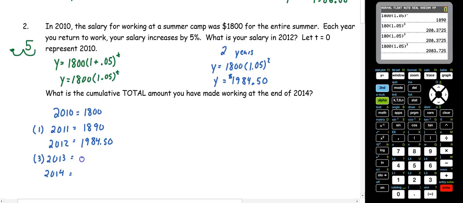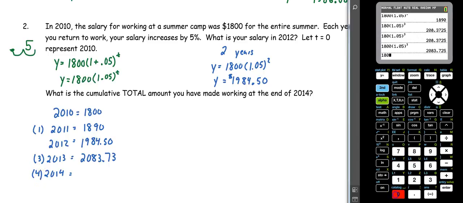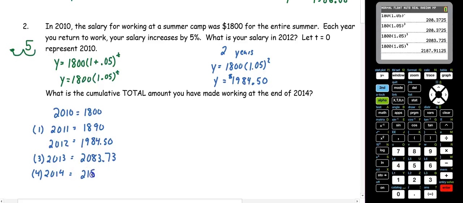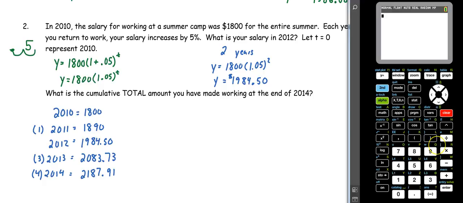That gets us $2,083.73. Notice that this was a 2, but the next number was a 5, so that's why we rounded up to a 3. And in 2014, this is 4 years. So I'm going to do 1,800 times 1.05 to the 4th power. That gets us $2,187.91. So if I want to know my cumulative total, I need to add all these numbers together.